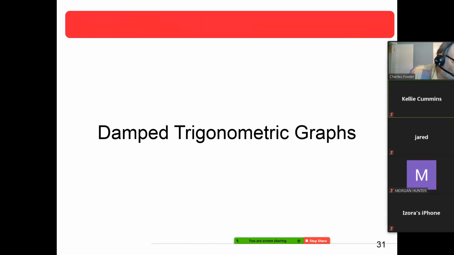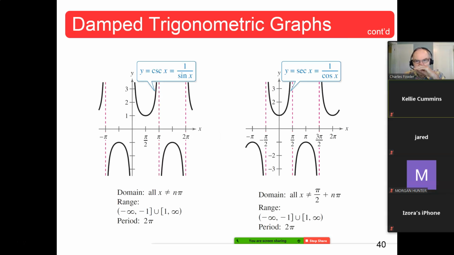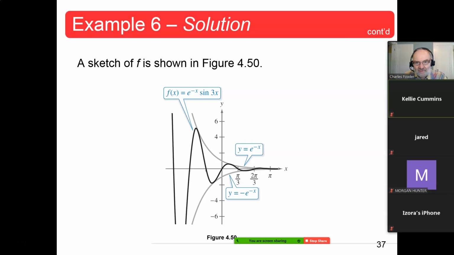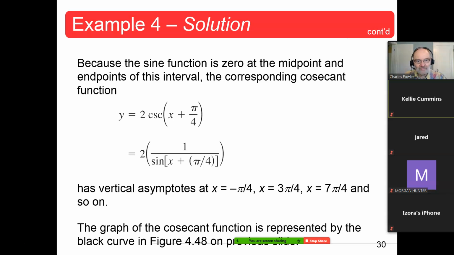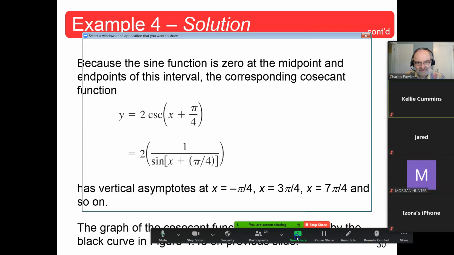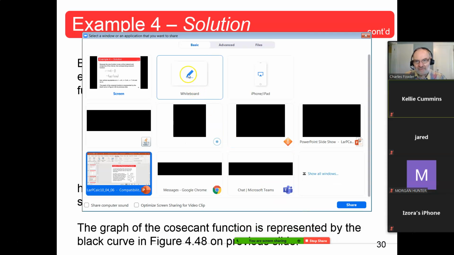Now, that was example 4. They're skipping 5 before they get to the damped trigonometric functions. Okay, so let's back up 1. Okay, I went too far. I hit the wrong key. Okay, that's where I meant to be. Let's go to the whiteboard to do example 5. Any questions so far before we leave that?